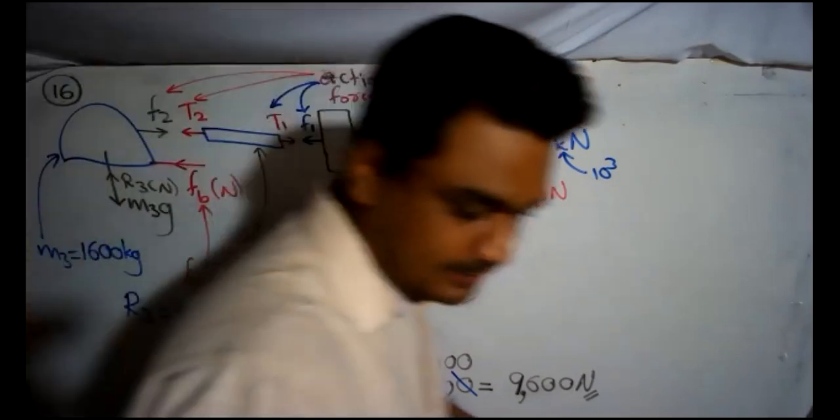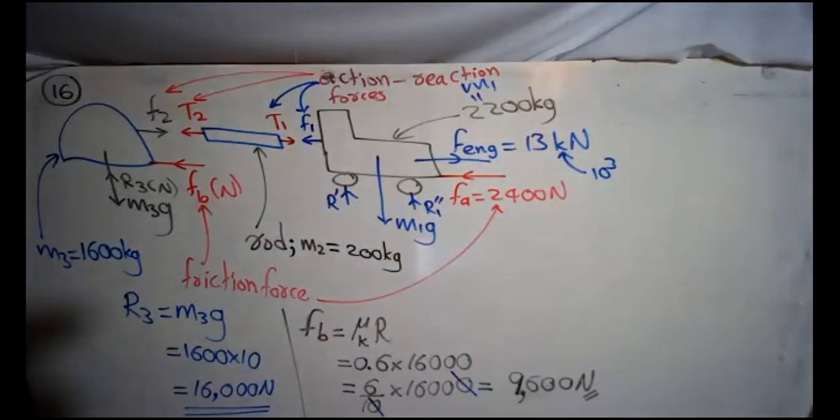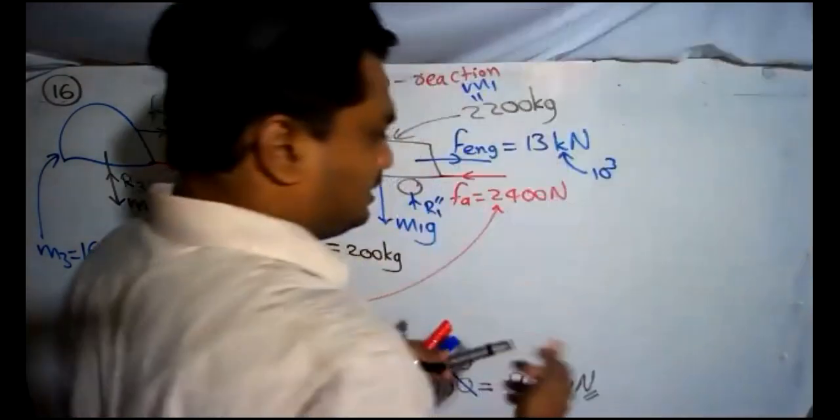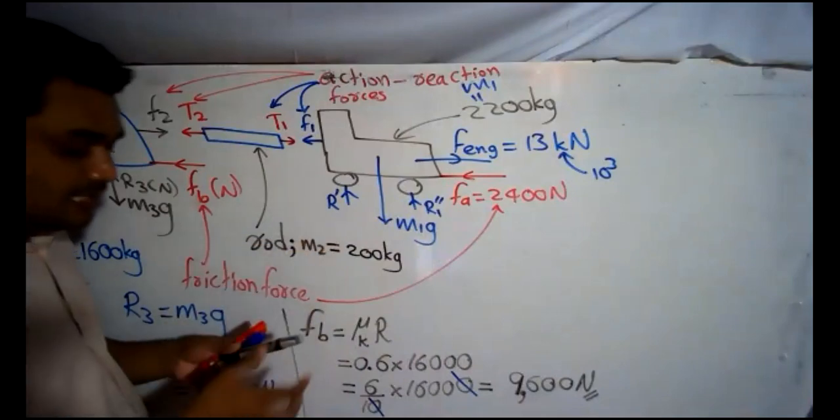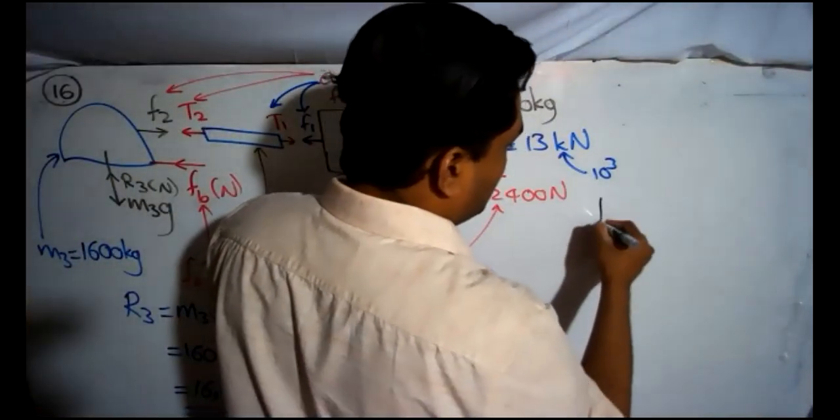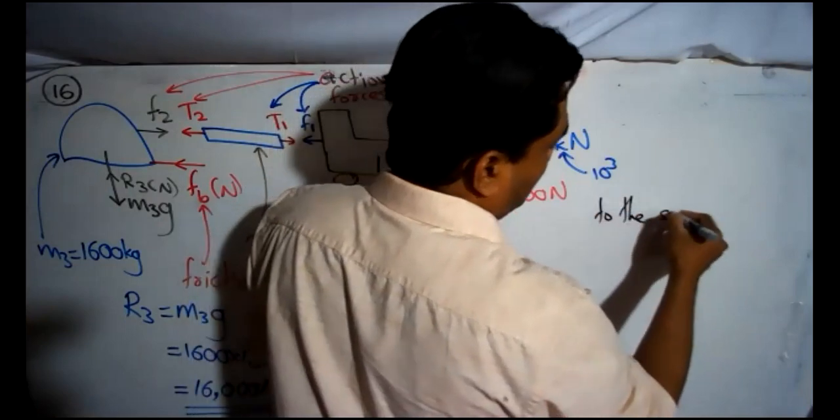What's the next question, dear? Question number one: calculate the friction force acting on the stone. We did. What is the acceleration of the system? So how do you find the acceleration of the system there? If you consider the entire system, it means if you consider everything as a single object, look at board.